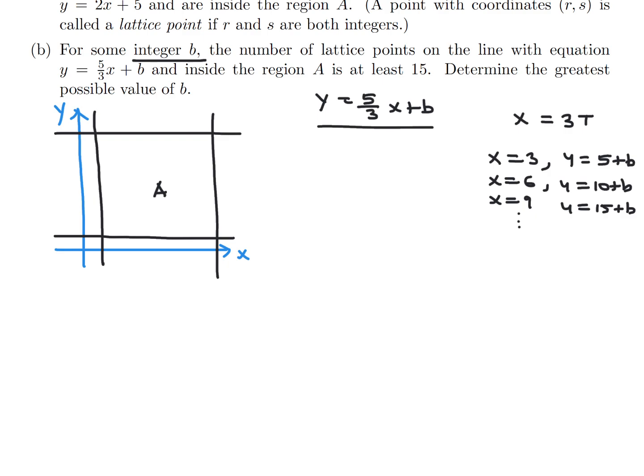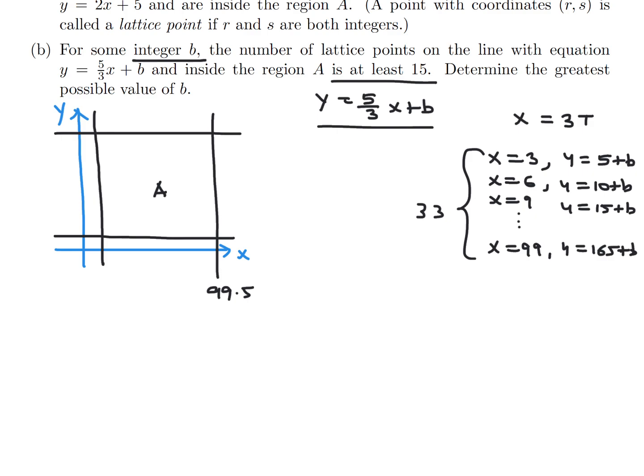All the way till, well, x goes all the way till 99.5, correct? So it could go all the way till 99, which itself is a multiple of 3, and that would be 165 plus b. And that's a lot. That's, I believe, 33 values of x. But they are saying we want at least 15. So we want to figure out what b is when you only have 15. So that's sort of the thinking there.